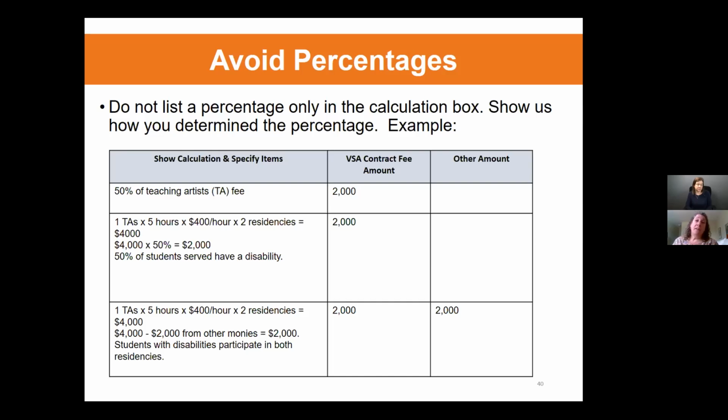In the third line of the table, the calculation shown for the cost of each teaching artist is the same, but the reason for 50% of the expense being part of the contract fee is that the organization can bring $2,000 of other monies to deliver the VSA program, and it only requires an additional $2,000 of contract fee to include students with disabilities in the residencies.